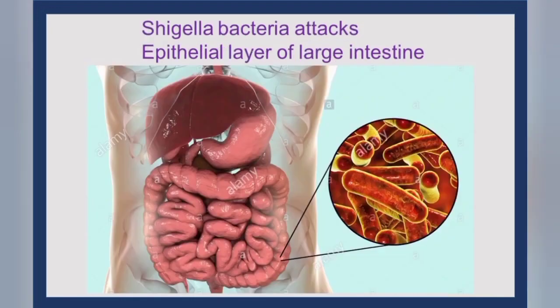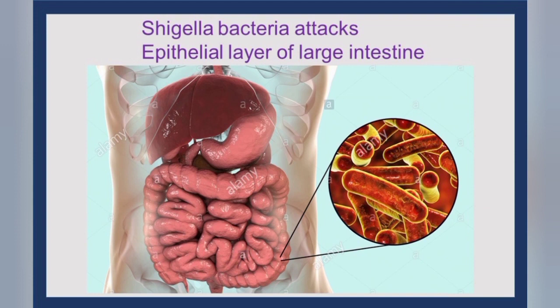Now how do they attack? Shigella bacteria attack the epithelial layer of the large intestine. Look at this picture. Here you are watching the large intestine, and the Shigella bacteria basically attack that part and destroy the layers of that large intestine, and for this reason we suffer from this disease.